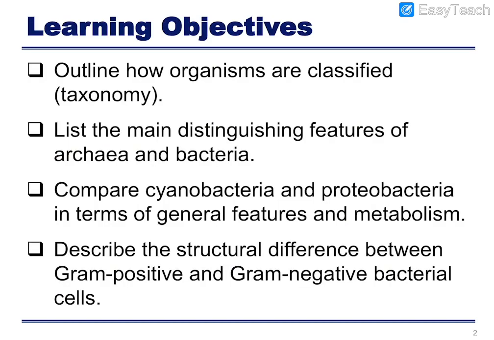The learning objectives for this specific lecture: we're going to outline how organisms are classified. You might have heard of the term taxonomy. We'll be going into that more in detail. We're going to be able to list the main distinguishing features of archaea and bacteria. We will be able to compare cyanobacteria and proteobacteria in terms of general features and metabolism. And most importantly for this lecture, we will be able to describe the structural difference between gram-positive and gram-negative bacterial cells after we have stained them.